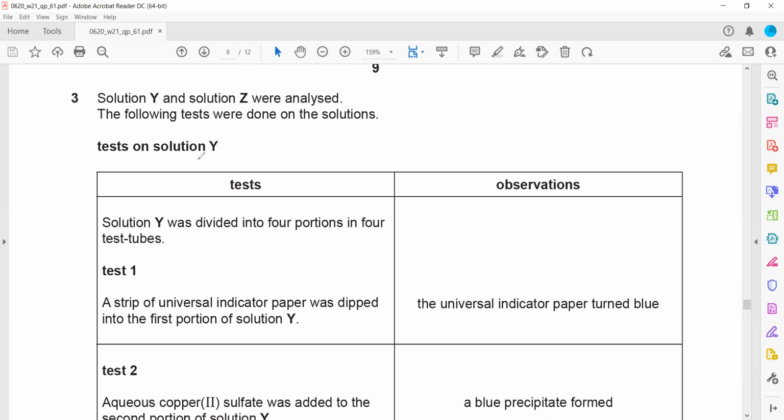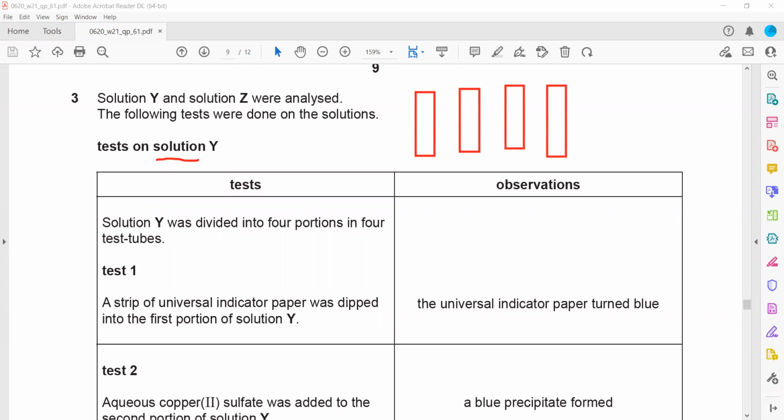Test on solution Y. So we are carrying out a test on solution Y. Solution Y was divided into four portions. So what we did, we took four different test tubes, and to each test tube, we add solution Y. Test tube A, test tube B, C, and D, or 1, 2, 3, and 4.